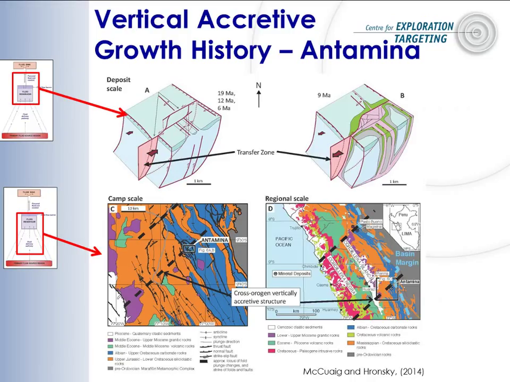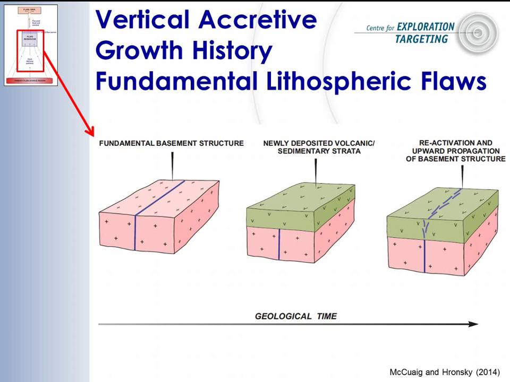So these fundamental flaws in the lithosphere, they're deeply rooted in the lithosphere, and they get reactivated time and time again through time. And so we call these things, for want of a better term, vertically accretive structures. They're structures that are fundamental in the basement. They're long-lived. They're often very, very old. Really hard to see. And they try to propagate up through any rock that is deposited or abducted on top of it.